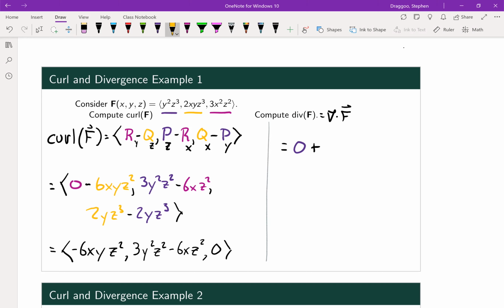Next, we've got q partial y. So that'll be 2xz cubed. And finally, I want r partial z, which looks like it's 6x squared z. Right, and there's not a lot of simplification to be done there. I can just rewrite it without the 0 piece. 2xz cubed plus 6x squared z.